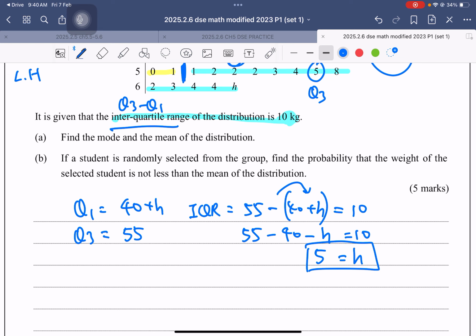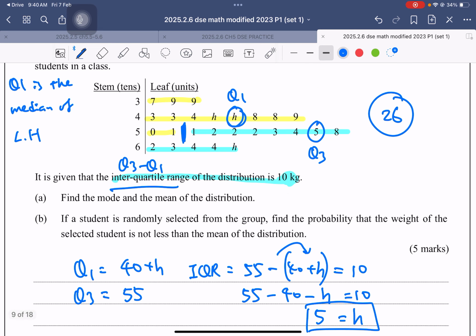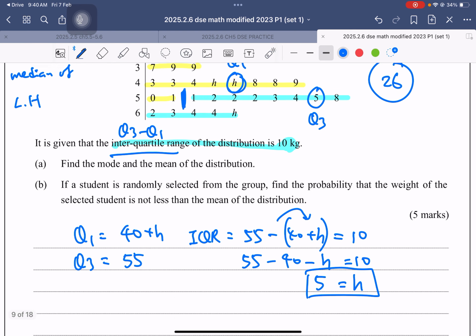So now I have H is equal to 5. So which one is the mode? What's the meaning of the mode? Most frequent number. So which one is the most frequent number? 52. You can see from here there are 3 52s. So the mode must be 52.